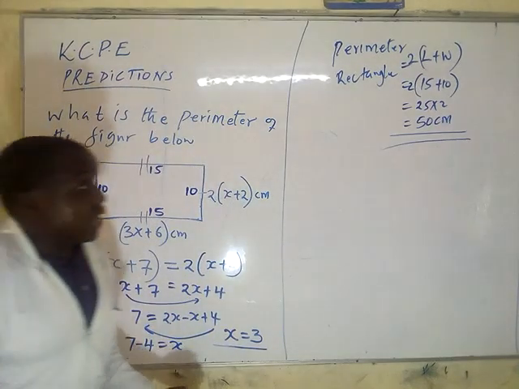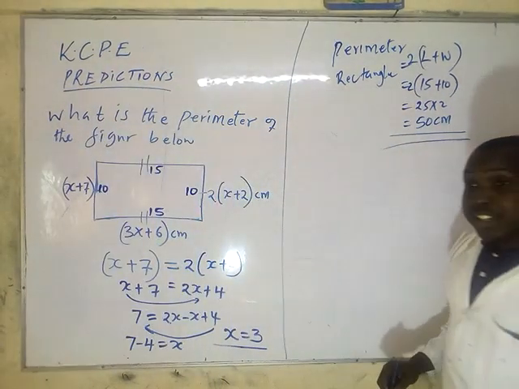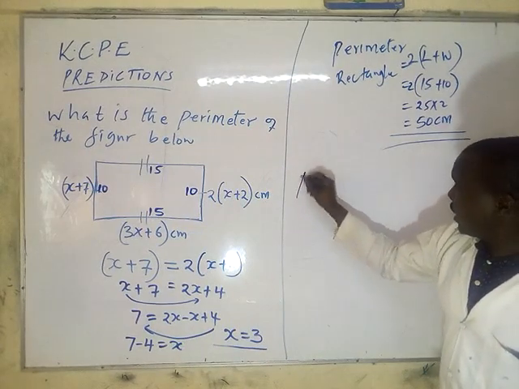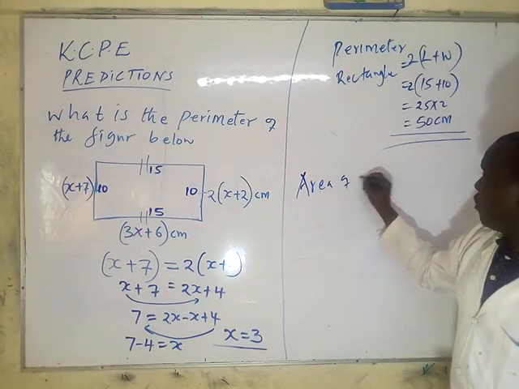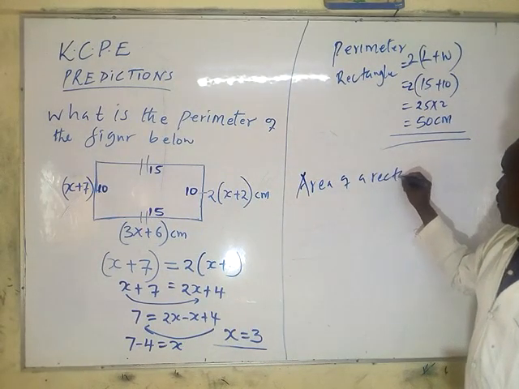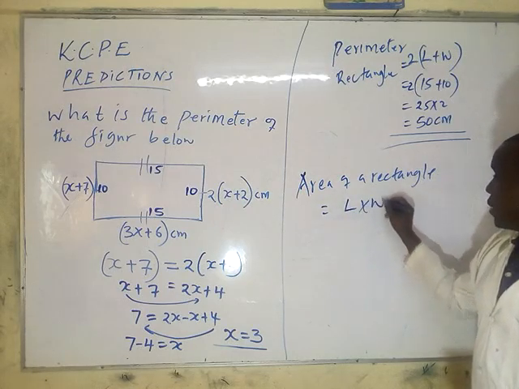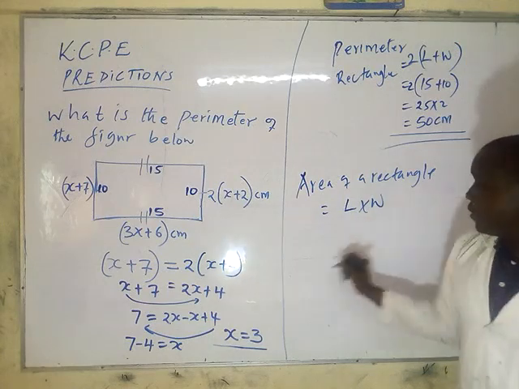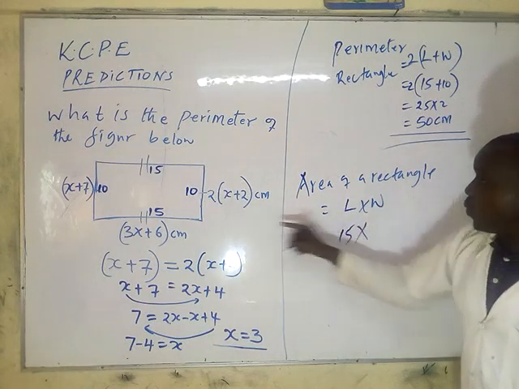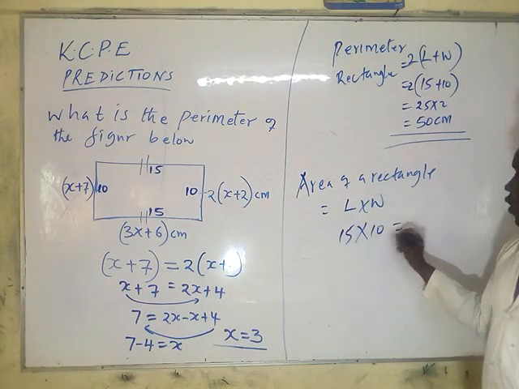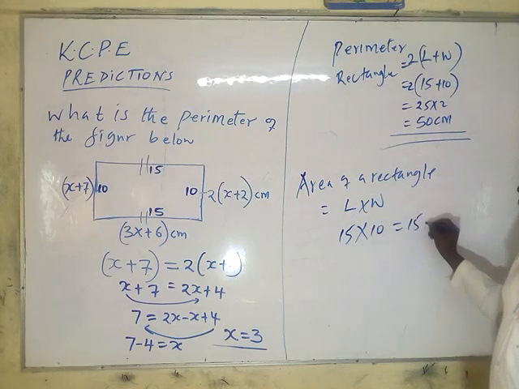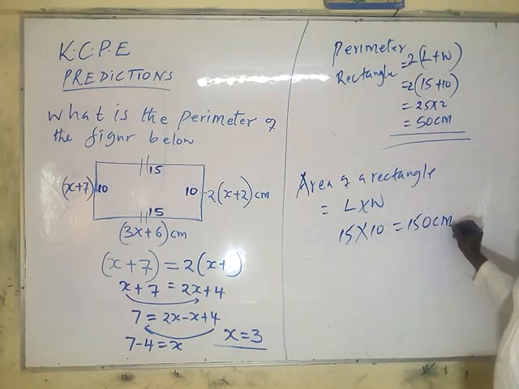The next thing that you can be asked now here is the area of a rectangle. Area of a rectangle is equal to length times width. Our length here is 15. Our width is 10. So the answer is 150 centimeters square.